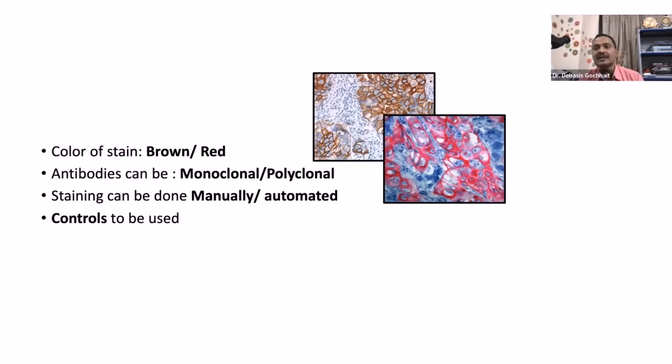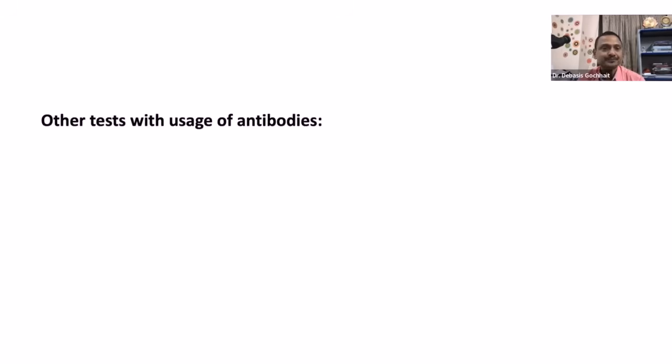Now these controls are of different types. You need not go into that. It can be within the tissue, it can be on the slide, it can be an extra outside slide. So those are different things. And as I've already told you, this is something that we visualize under the microscope. Now that was a little bit about antibodies.